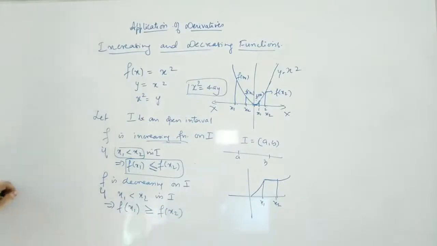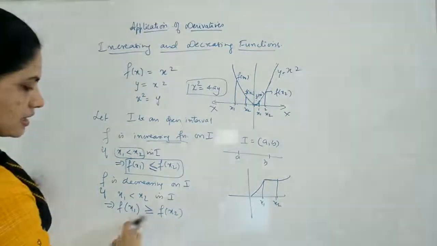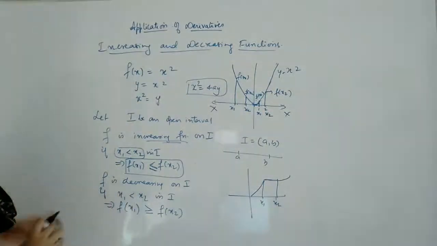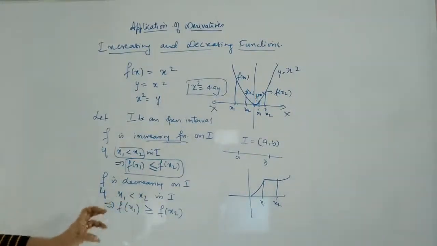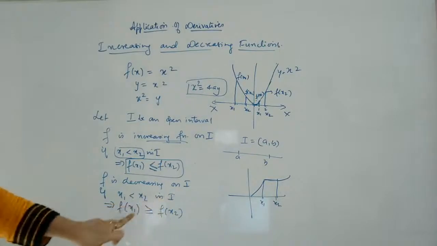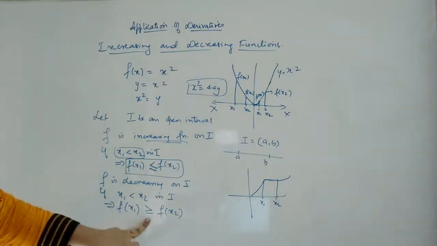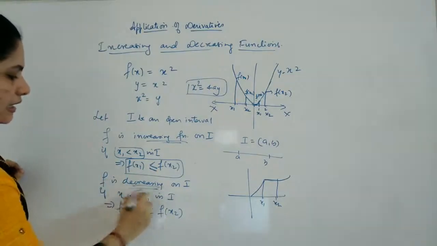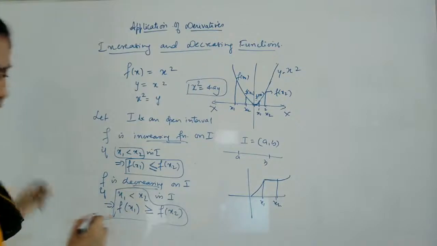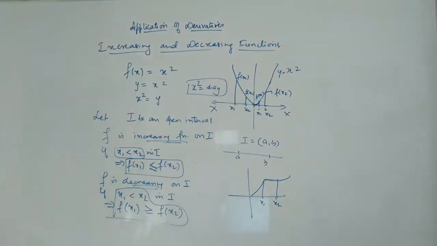F of x1 greater than or equal to f of x2, then you can say that for any value which you are taking in your I. Okay, if that x1 and x2 are related like this, any 2 points in this interval, but the function value correspondingly is giving you in the opposite direction, that is f of x1 is greater than or equal to f of x2, then you will say that the function is decreasing. Understood? The definition is clear?